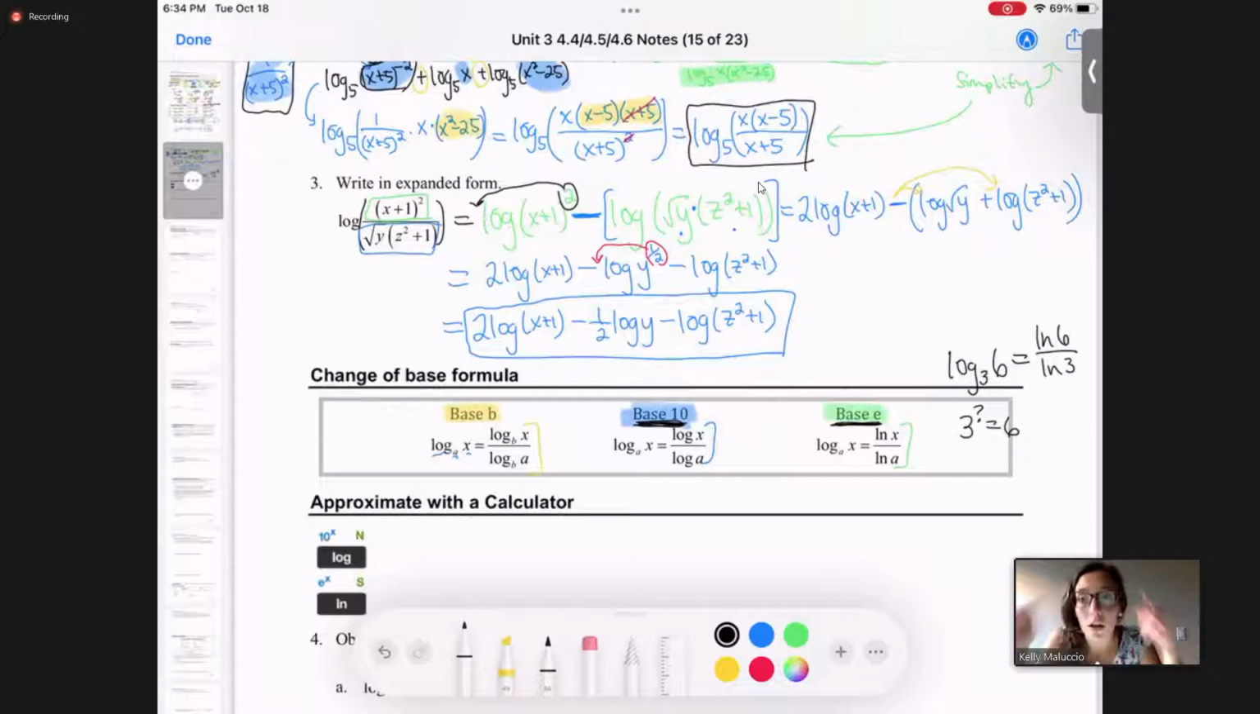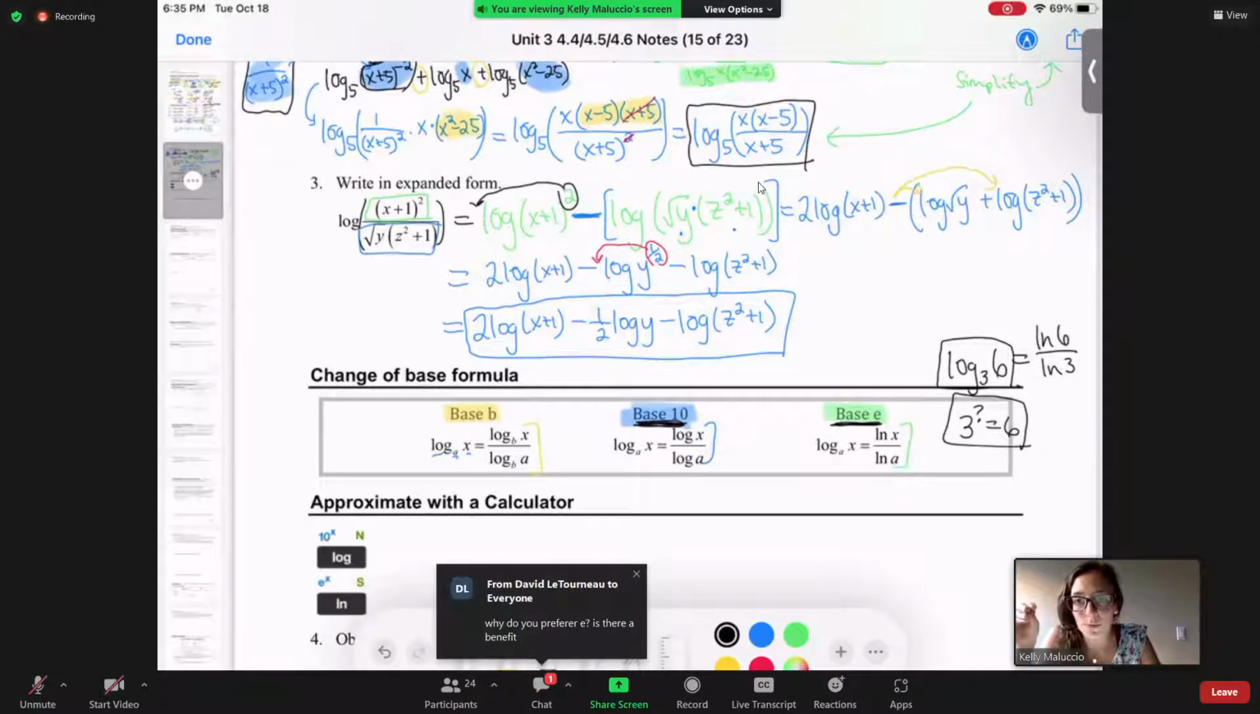And it could be log 6 and log 3. You just have to be consistent. So the crazy thing is, even though this is complicated and we could never solve this just on our own, if we just use this change of base formula, we get this.